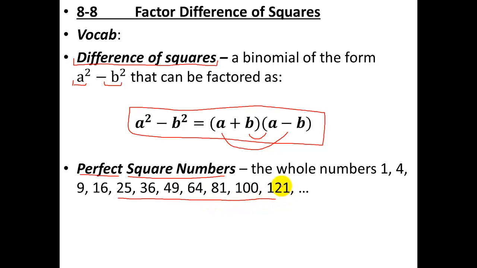Actually, 11 squared is 121, 12 squared, you probably know it, is 144, 13 squared is 169, and you can just keep going and going. The more of these you've memorized and the more you can recognize them, the better you'll be at factoring.